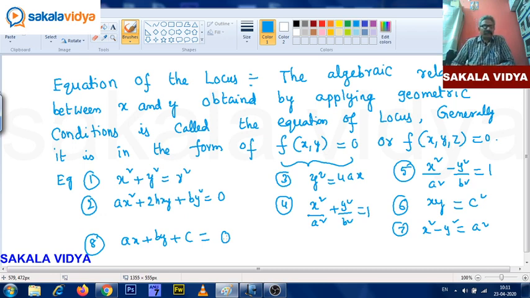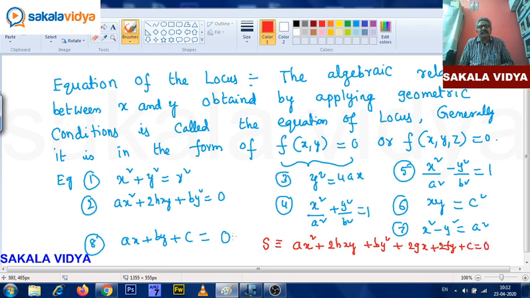So now the general form of the locus will be like this. Generally we can take it as S equals ax square plus 2hxy plus by square plus 2gx plus 2fy plus c equals to 0. This is the general form of the equation of the locus.